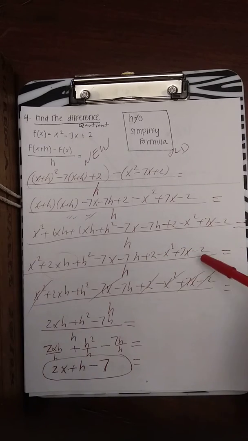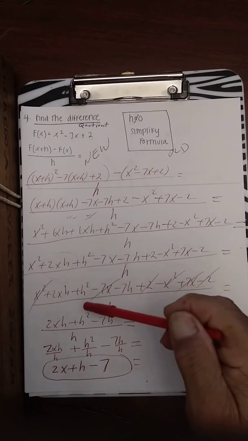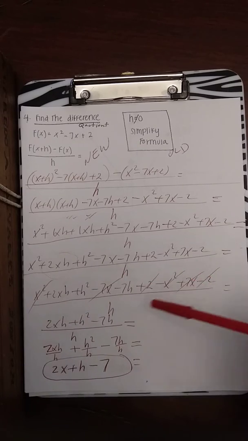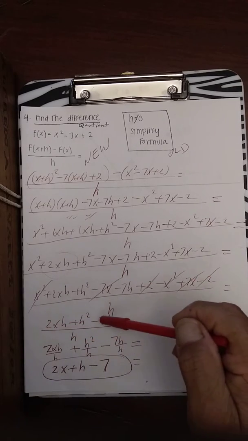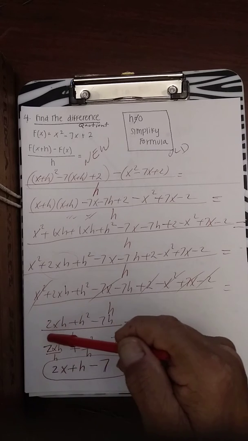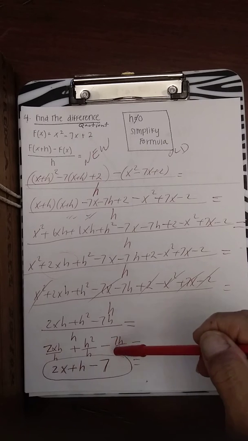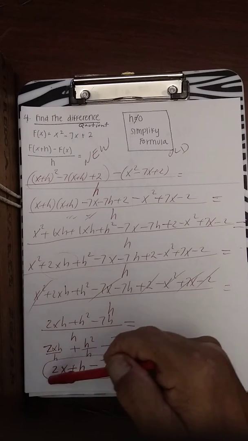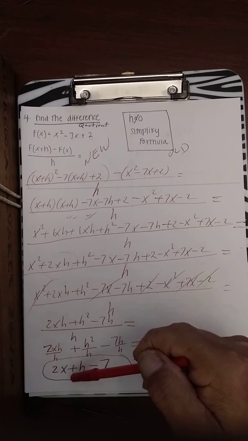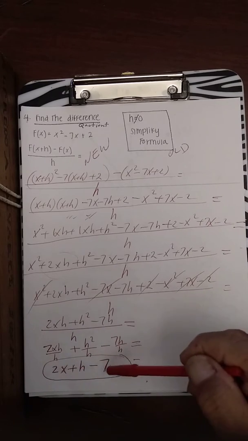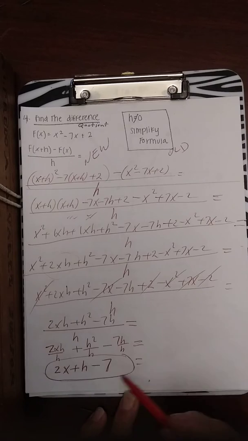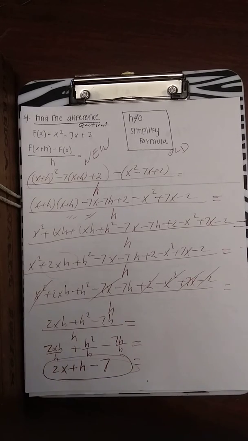So notice, x squares cancel, negative 2 and positive 2 cancel, 7x and negative 7x are going to cancel. So leftovers are 2xh plus h squared minus 7h, all over h. Let's break it into 3 fractions: 2xh over h, h squared over h, negative 7h over h. Can I reduce this? Yes. Just cancel: you get 2x, h squared over h is h, and the h's cancel here, you have negative 7. That's it right there. So we have 2x plus h minus 7.